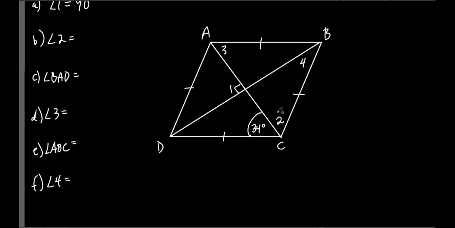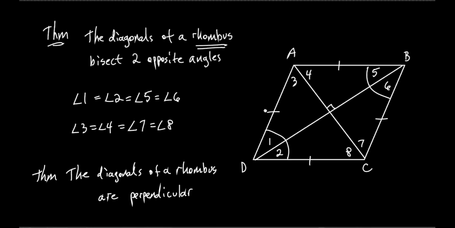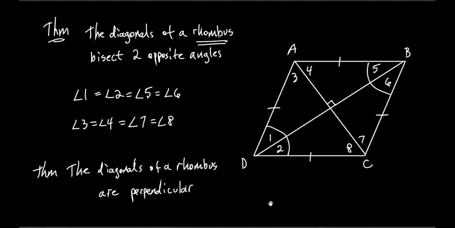Angle 2, that's this one right here. How do we find that angle? I'll give you a hint. We just talked about it just 5 minutes ago. Look. What's true about the diagonals of a rhombus? They bisect the angles.